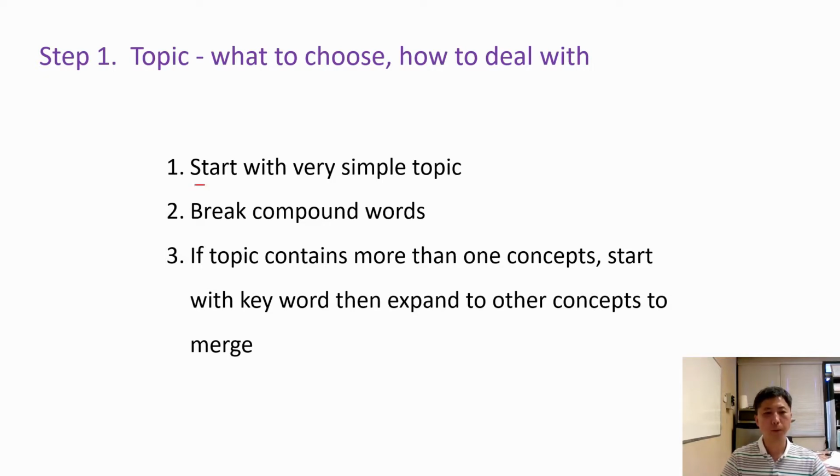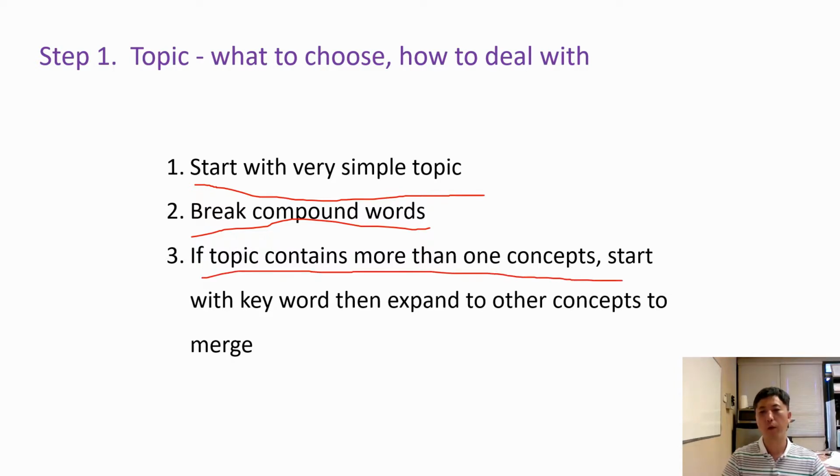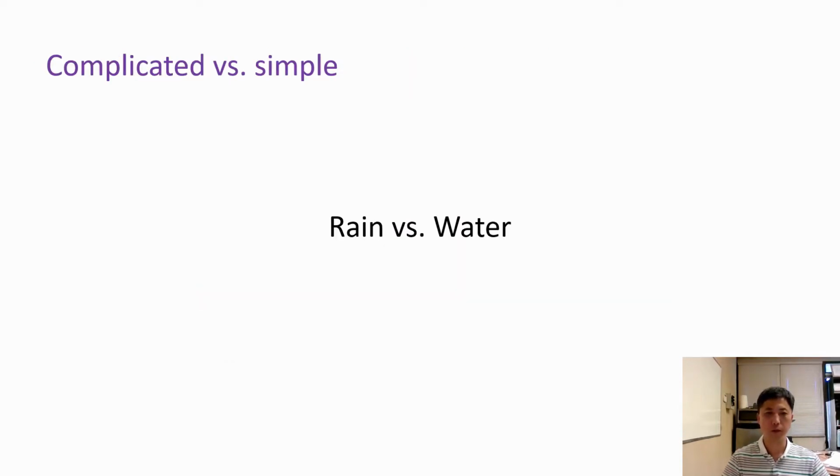In this step, you have to choose a very simple topic. I'll give you an example soon. You have to break down compound words, and topics containing more than one knowledge or concept you have to avoid. Let me give you an example: rain versus water. It looks like rain is just rain and water is just water, and you think these are simple concepts, both the same.